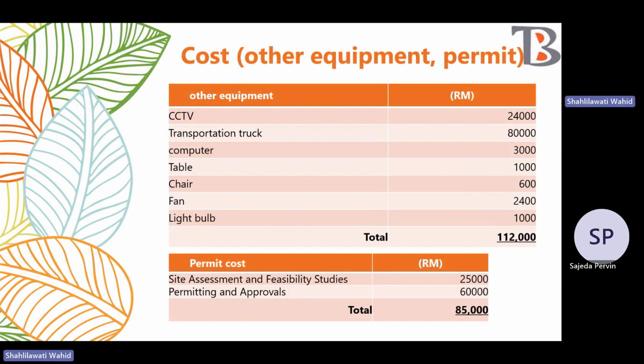This table shows the cost for other equipment and permit. Other equipment is needed to support the construction of GWVP and is needed by the employer in the construction area. It will cost about 112,000 and the permit will cost about 85,000.